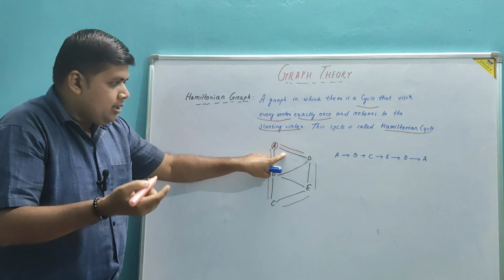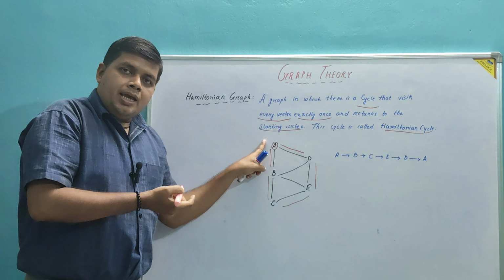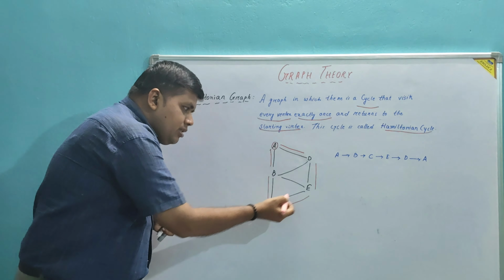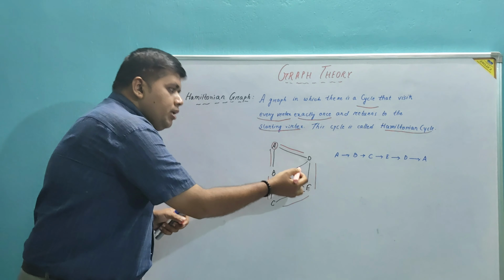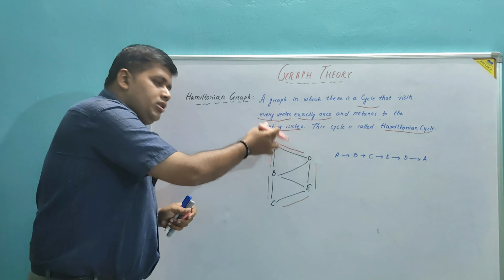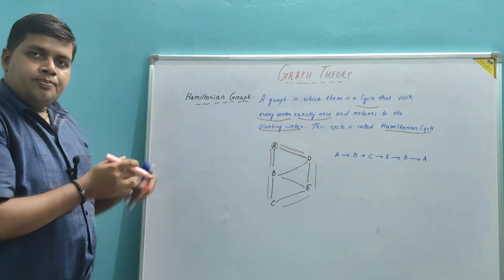Since it is forming a cycle, therefore we can consider it as a Hamiltonian cycle because it is visiting all the vertices. It is touching B, it is touching C, it is touching E, touching D. So touching all the vertices, it again goes back to the original vertex. So therefore it is called Hamiltonian graph.